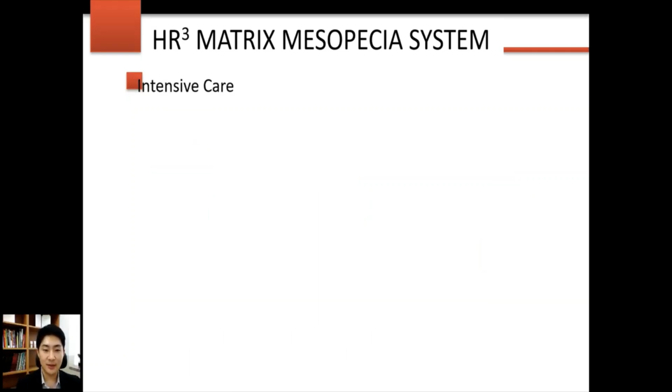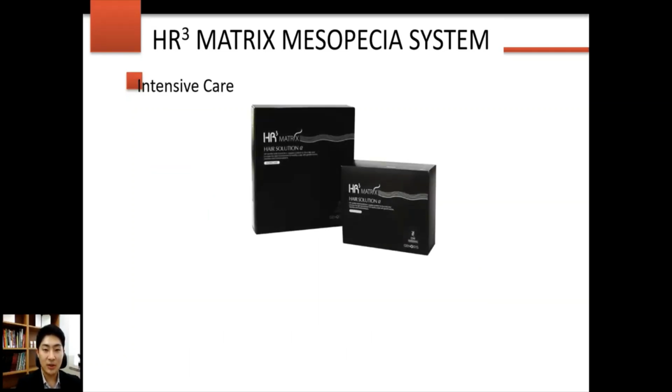Next, intensive care product. HR3 Matrix Hair Solution Alpha. It is a highly concentrated hair solution that fights against the factors causing hair loss. It contains various ingredients such as VEGF, VIP, EGF, human growth hormone, and copper tripeptide 1. These ingredients accelerate the formation of blood vessels and inhibit 5-alpha reductase. There are two types of kits, professional and home care kit.